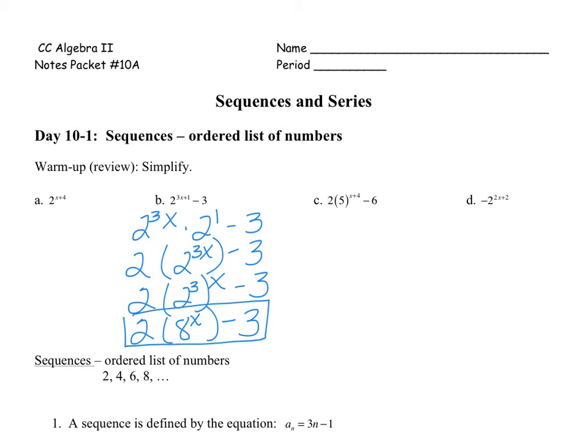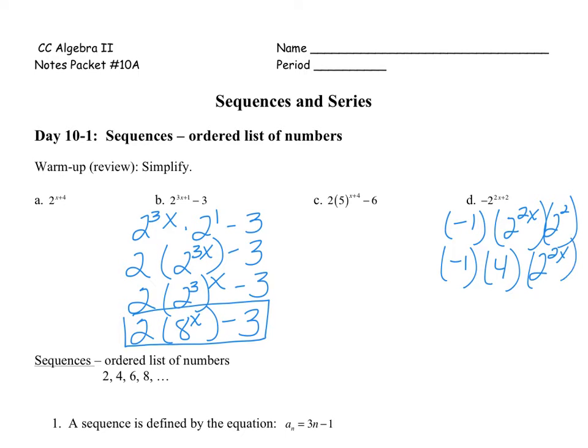All right, let's go to letter D. Letter D is negative 2 raised to the 2x plus 2. Well, the first thing I'm going to do here is actually factor out that negative 1. Now I know addition means multiplication in the world of exponents, so I'm going to write it as 2 to the 2x times 2 to the second. Well, 2 to the second I can actually figure out as 4 times 2 to the 2x. Okay, but I can multiply the negative 1 and 4 and get negative 4.